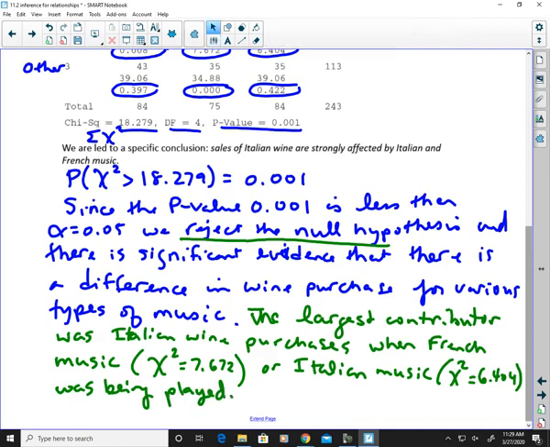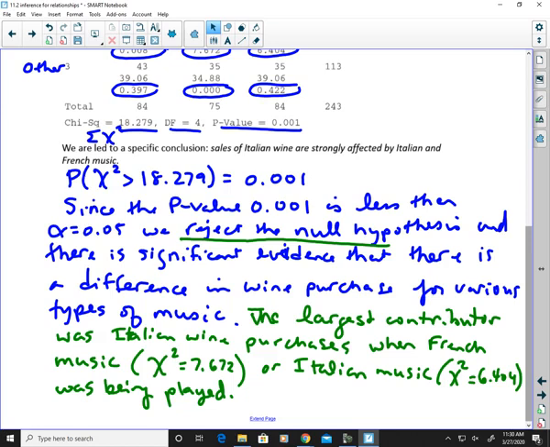So that was a chi-squared test for homogeneity, looking for a difference when you did that. And if you wanted to use the word respectively in your writing, if you wanted to say the largest contributors were for Italian wine, for French music and Italian music with 7.672 and 6.404 respectively, then you would know that the French music went with the 7 and the Italian music went with the 6.